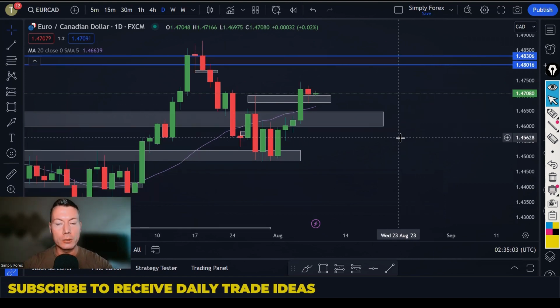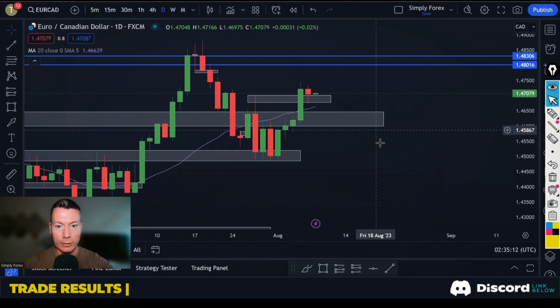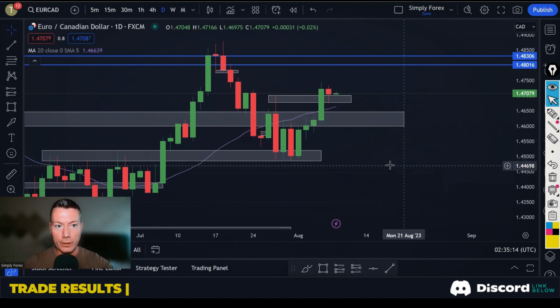We had two trades which were highly correlated. We had EURCAD and GBPCAD, and both were textbook trades pretty much, guys. All right, so let's take a look at them. So the first one is this, Euro-Canadian-Dollar.